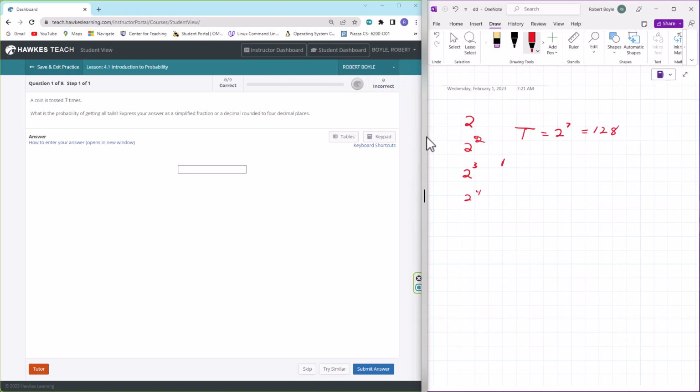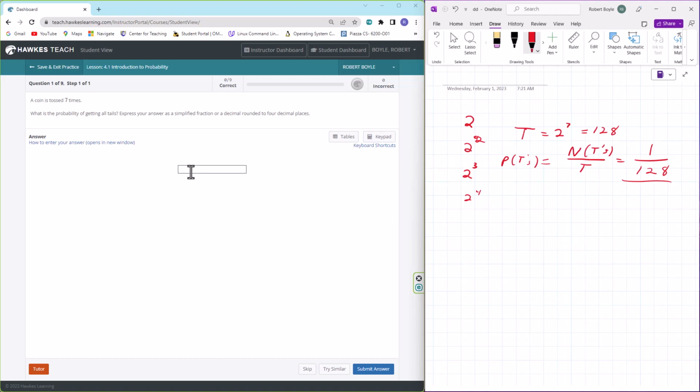Okay, so the probability of getting all tails is going to be the number of outcomes associated with getting all tails divided by the total number of possible outcomes. The total number of possible outcomes is 128. And there's only one outcome that has all tails. That is every single coin ends up with a tail. So there is exactly one outcome. As a consequence, that's your answer.